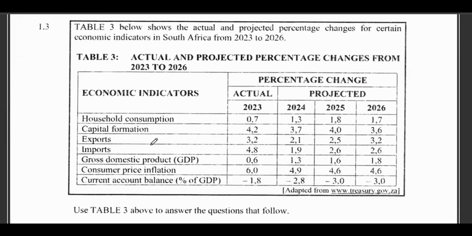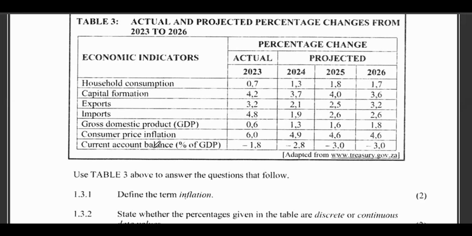Below shows actual and projected percentage changes for certain economic indicators in South Africa from 2023 to 2026. This calls for inflation. Define the term inflation. What we need to know is the general increase in the prices of goods and services. The general increase in prices of goods and services, we call it inflation.